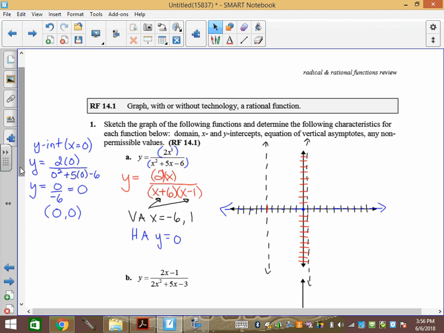I have -7 and -1.75. I'm just taking this off of my table of values on my calculator. -8 and -0.88888. -9 and -0.6. -10 and -0.4. And we're getting closer and closer to the x-axis, so it's going to roll along like this and come down the asymptote. Then we have -5 and 1.667.